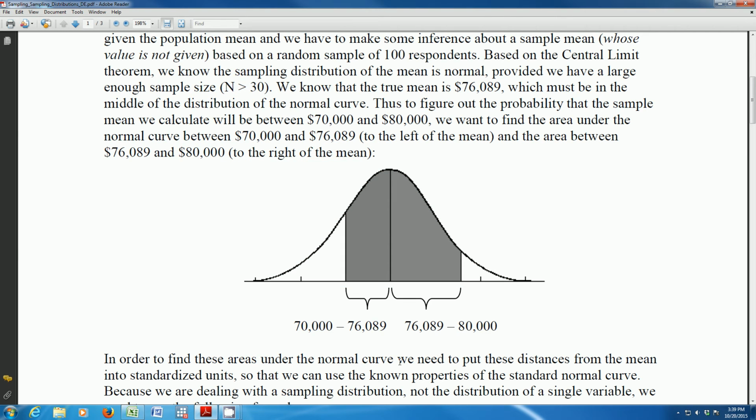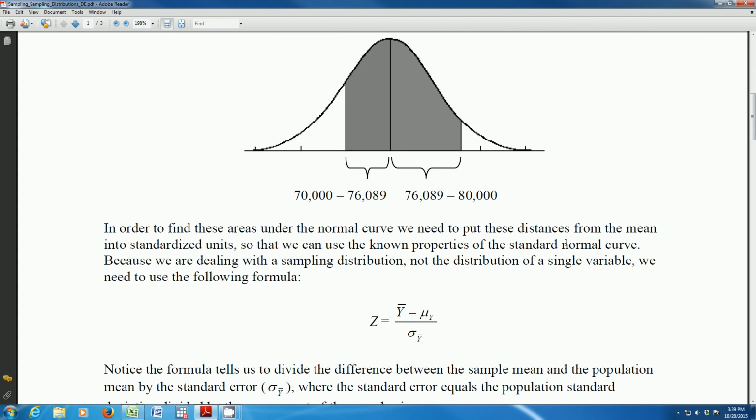In order to answer this question, we have to take 70,000 and turn it into a z-score, and find the area under the normal curve corresponding to that value. Since 70,000 is less than our mean, that's going to be an area below the mean. We also have to do the same thing for 80,000: turn it into a z-score and figure out the area corresponding to it. Since that's above the mean, we're looking for this area. Then we just add those two areas together, this area plus this area, and that'll give us the area we're looking for. So let's look at the calculations.